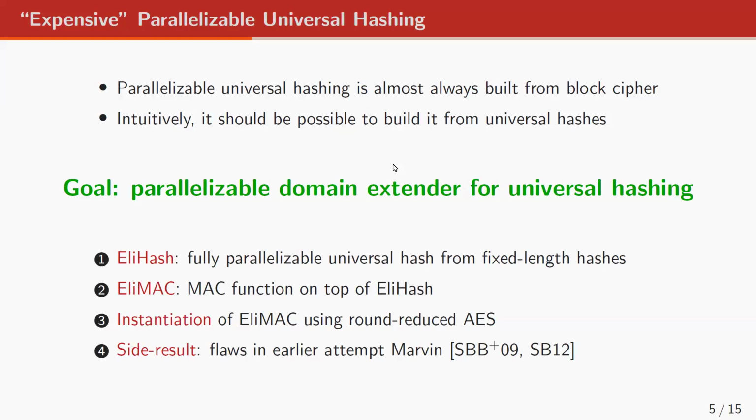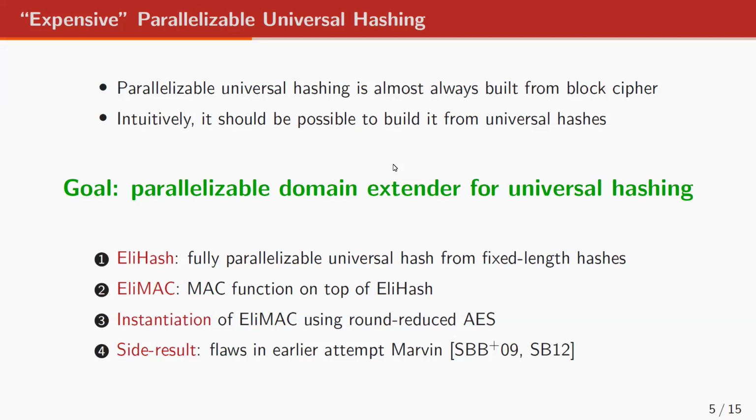The contributions in the paper are fourfold. First we introduce EliHash. EliHash is a parallelizable domain extender, a universal hash function of arbitrary input length built from universal hash functions of fixed input length. EliMac, which is a MAC function on top of EliHash. So that's basically the hash-and-PRP design using EliHash. Eli stands for extremely light MAC because it's based on LightMAC. We give a suggested instantiation using round-reduced AES.